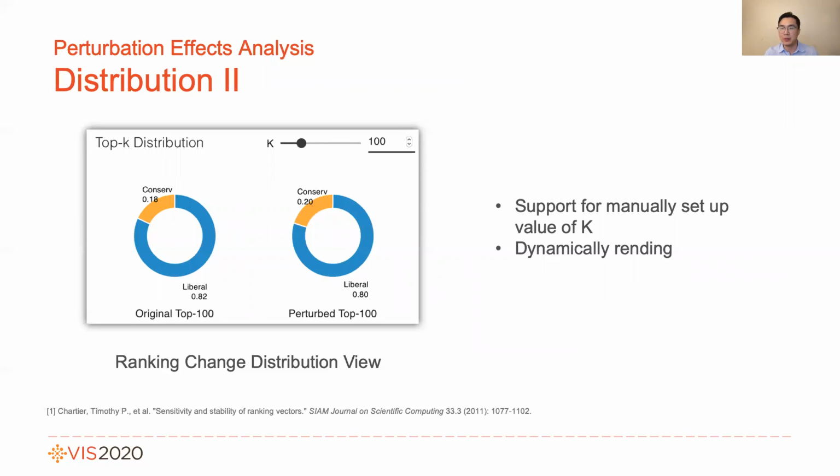One special feature of the ranking task, as some related work mentions, is that the items that are not top K ranked are less important than those in the top K. Thus, we designed the top K distribution view, which only considers how the top K proportion of different groups changes before and after the perturbation. We employ two donut charts for the original and the perturbed top K proportion respectively, and K can also be manually set, and the view will be dynamically rendered when K is given.